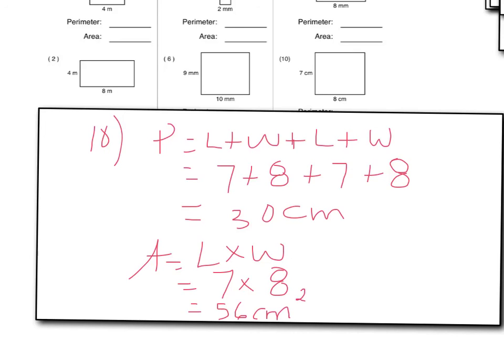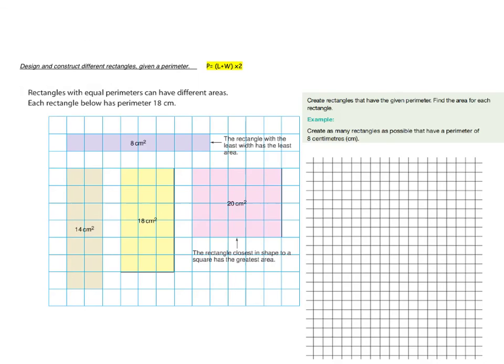Perfect, so that's your practice for area and perimeter. Now, the big thing that you need to be able to do as part of the grade 5 curriculum is design and construct different rectangles given a perimeter. So if I ask you to create a rectangle that has a perimeter of 18 centimeters, you need to be able to do that. So let me show you how our formula here can help us with that.